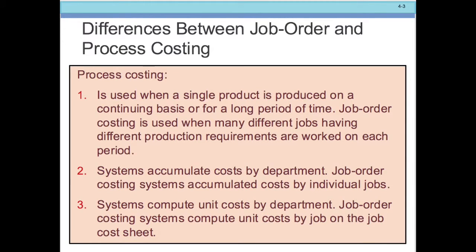Other things is systems in process costing accumulate cost by department, whereas in job order costing, they're accumulated by individual jobs. Also, systems in process costing compute unit cost by department, and job costing is on a job-by-job basis on the cost sheet. So we can see that the difference is, instead of a job-based function, it becomes a process or department-based function, and so I know what the costs are based on department, not on an individual job or cost card on that job.